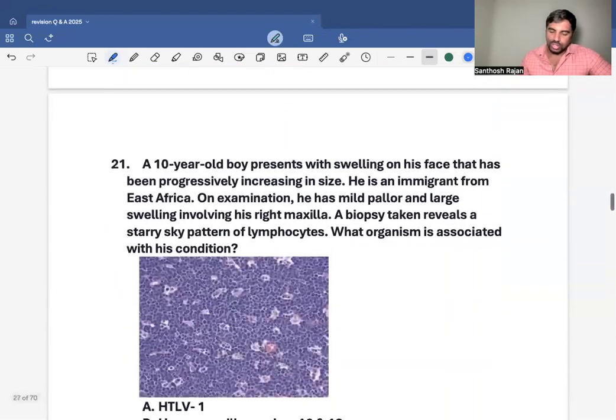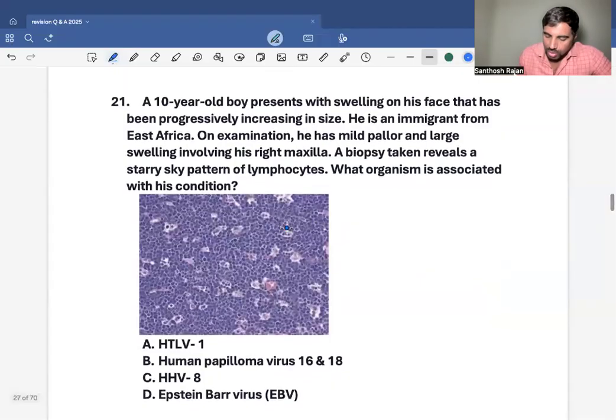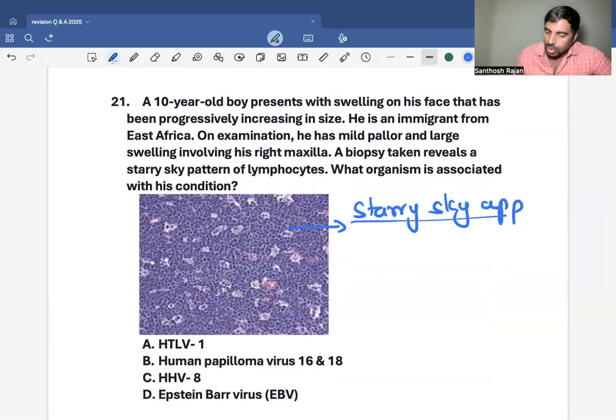Yes, next question. By seeing this picture without going into anything, I'm seeing only one thing. Again, I'm seeing something called what? Starry sky. Here also I'm seeing starry staining. I'm seeing a starry sky appearance. Whenever I see a starry sky appearance, I'm automatically going to think about what? I'm going to think about Burkitt's lymphoma. This is a lot of lymphocytes. So Burkitt's lymphoma.